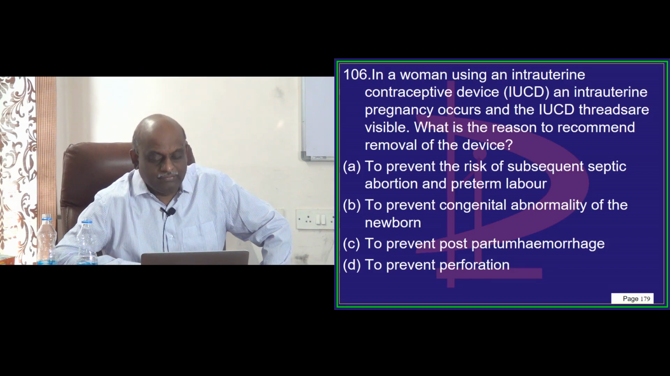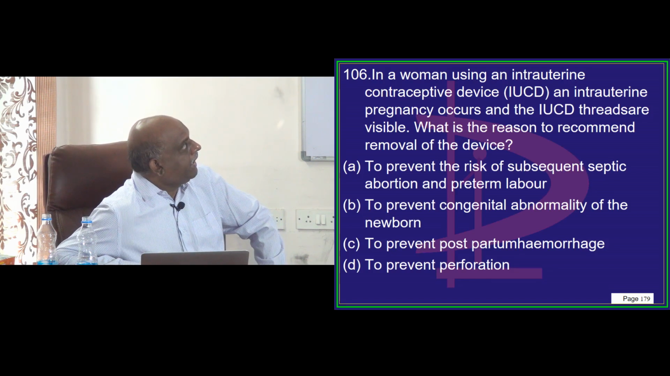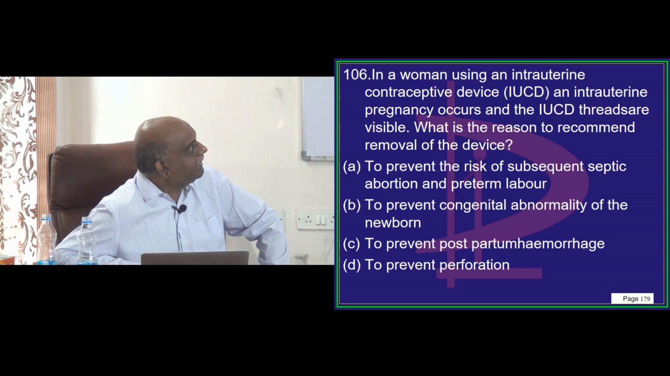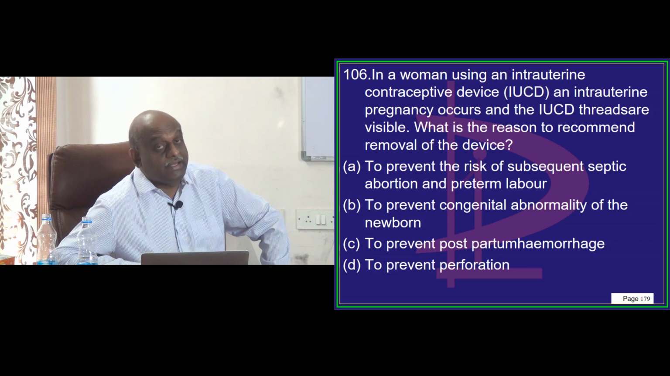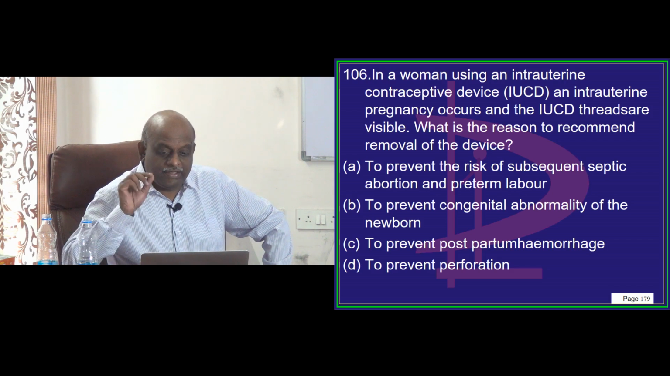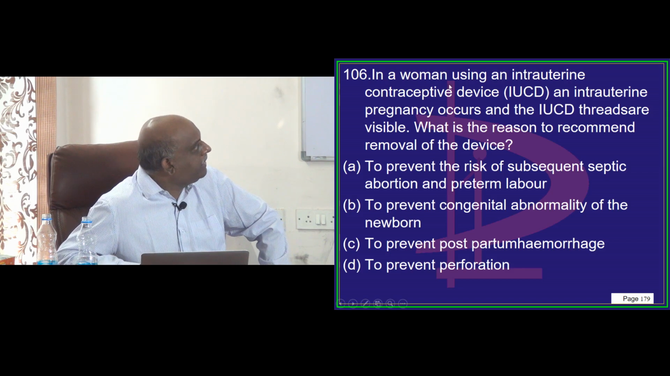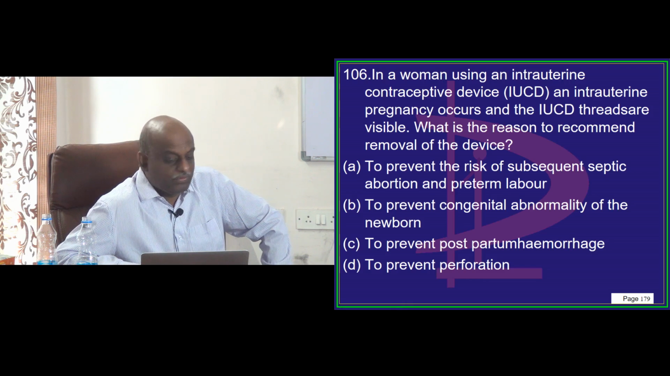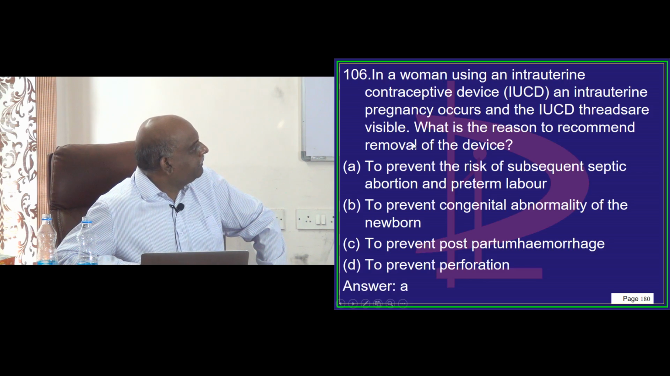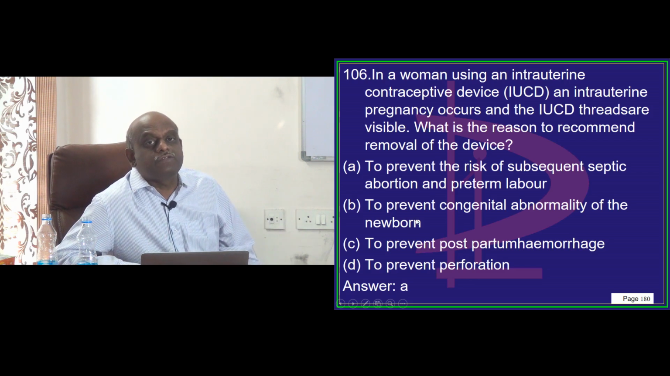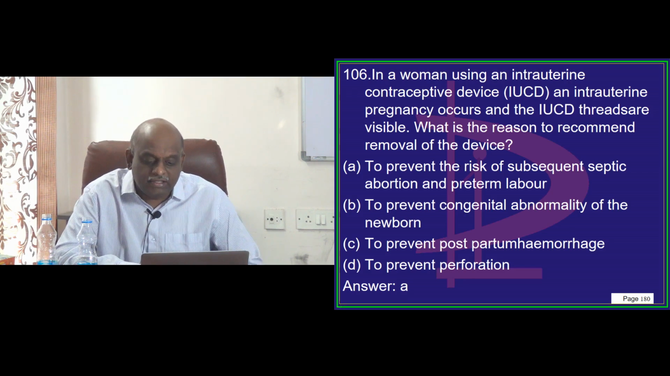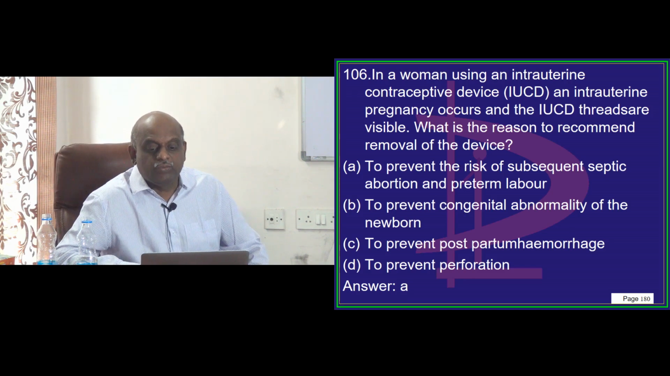Now, in a woman, IUCD is there, but pregnancy happened and that thread is being seen. What is the reason to recommend the removal of the device? So, to prevent the risk of subsequent septic abortion, preterm labor, that is an indication for the removal is what you need to remember.